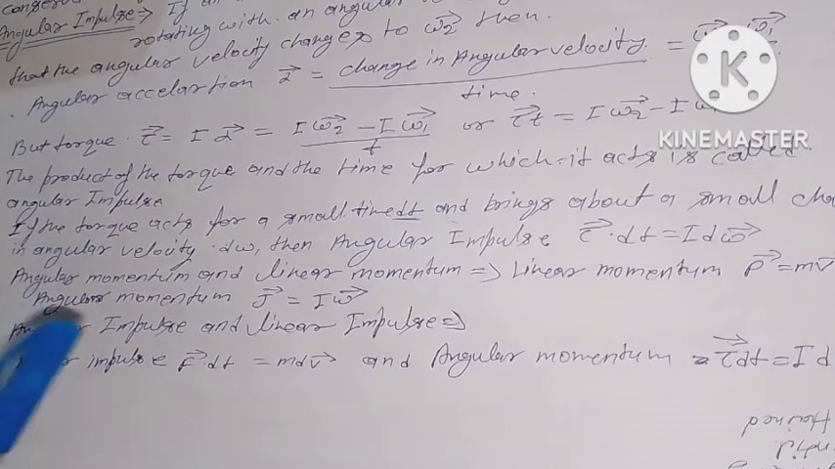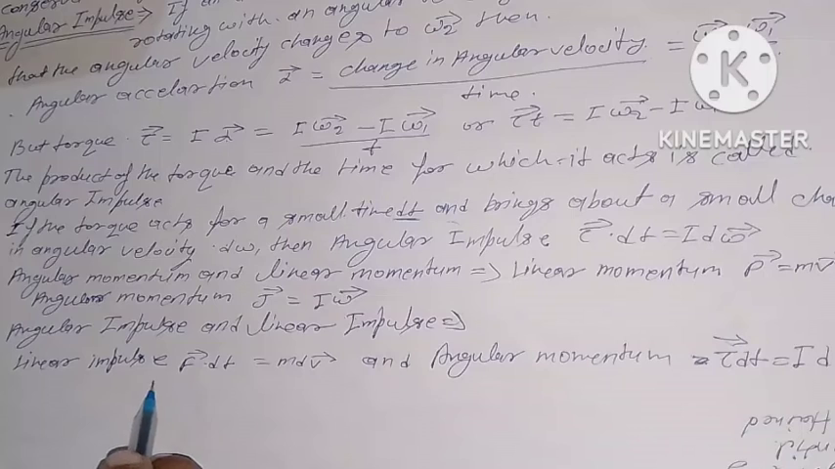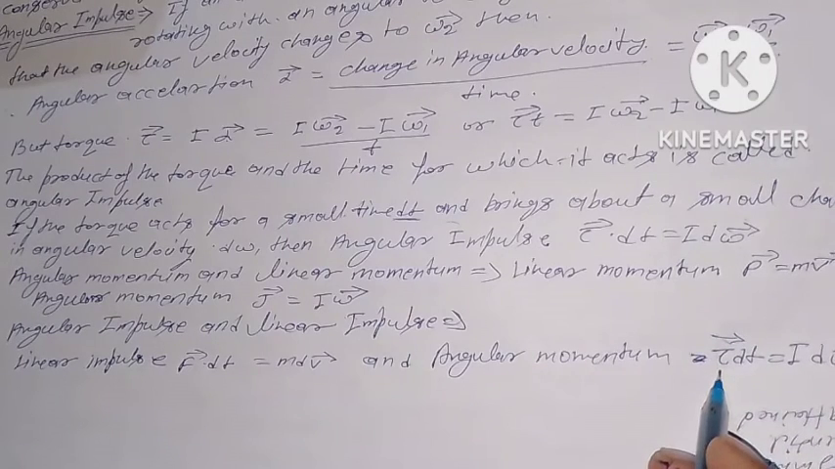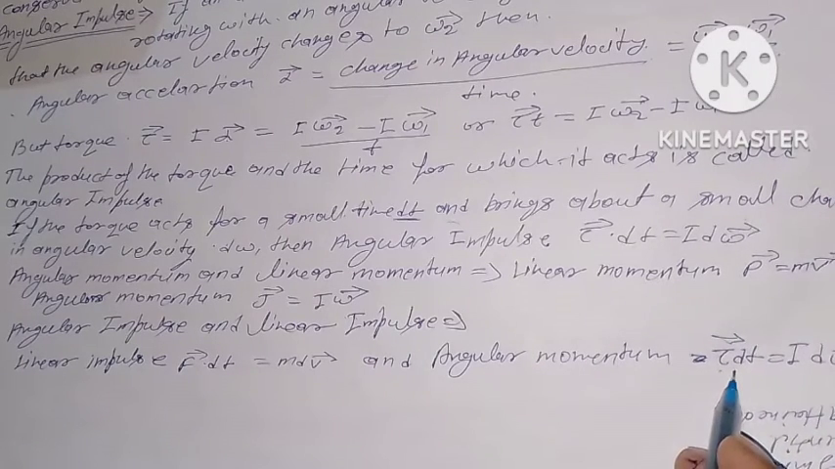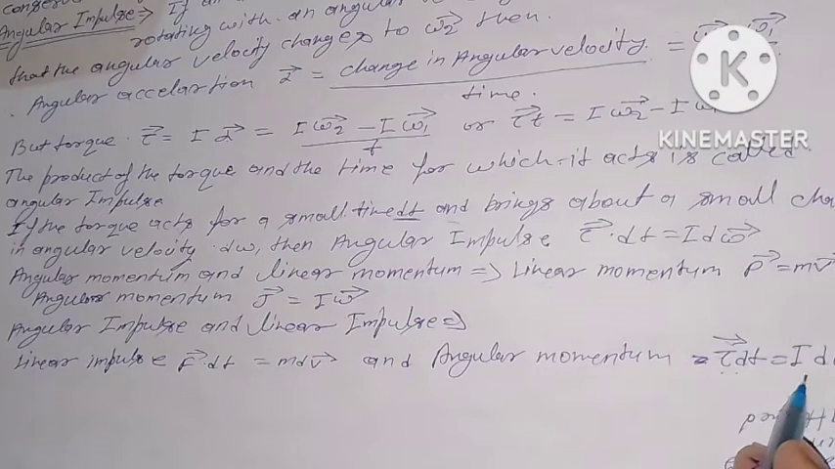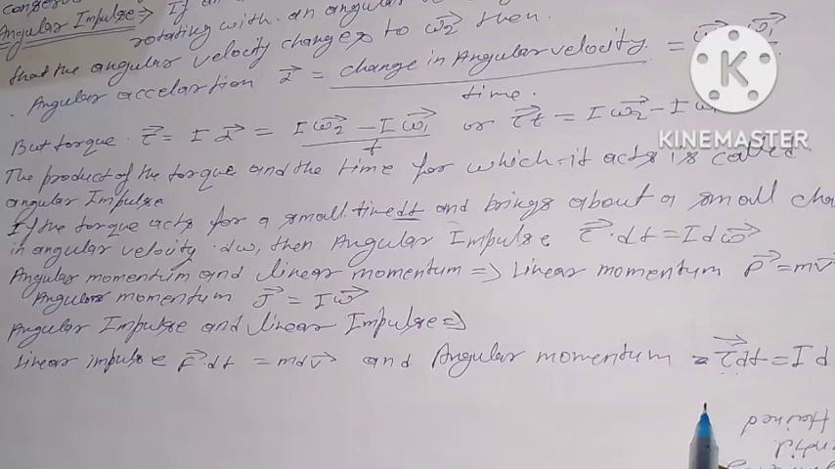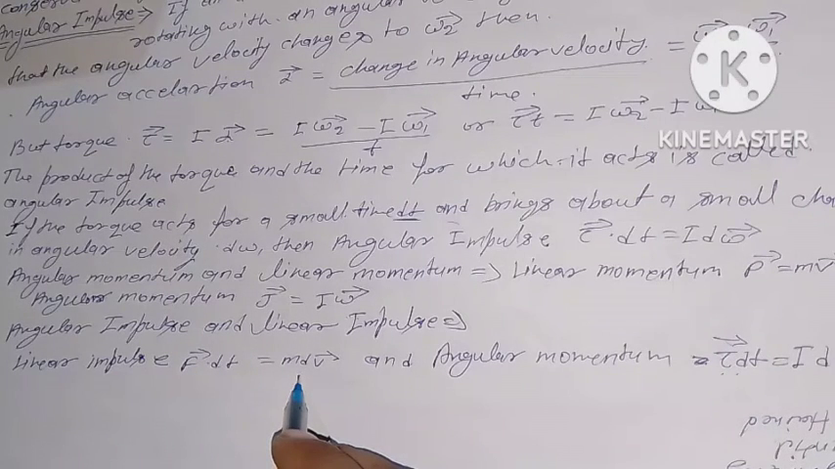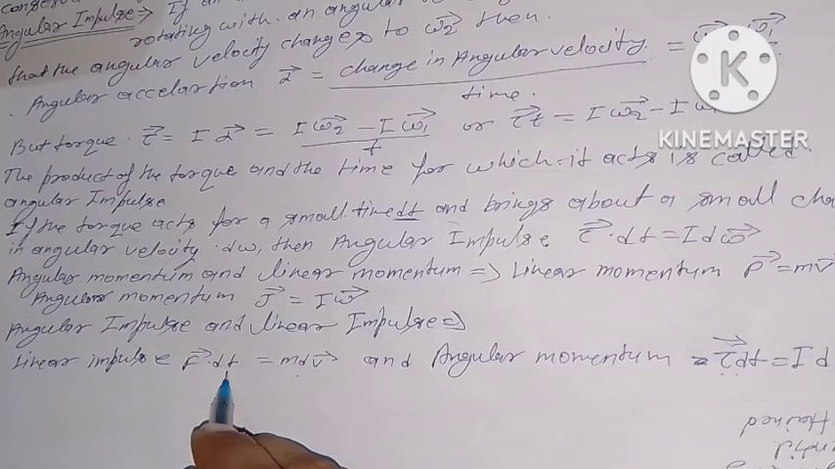Angular impulse is the product of torque and the time. It is also the total change in angular momentum. Linear impulse is the product of force and time. It is also the total change in linear momentum.